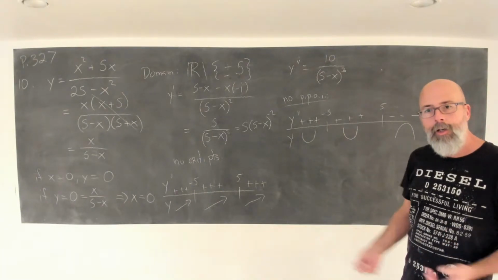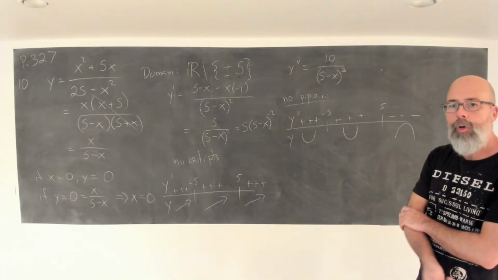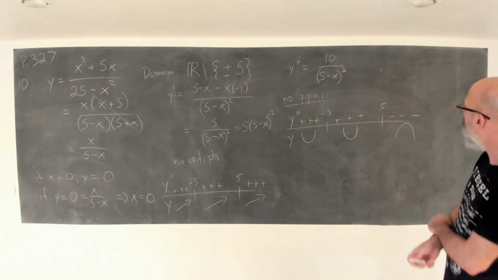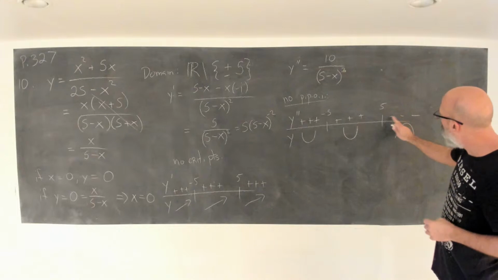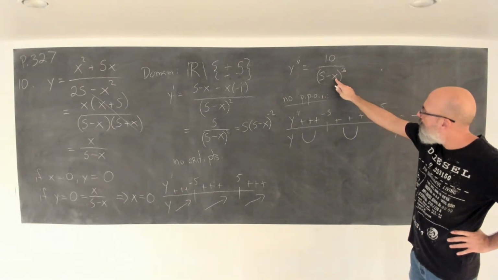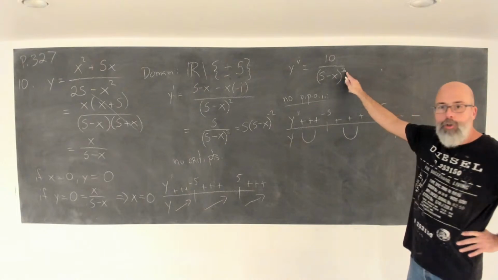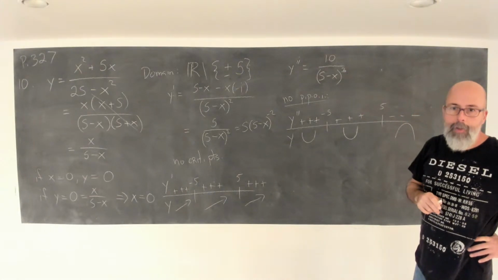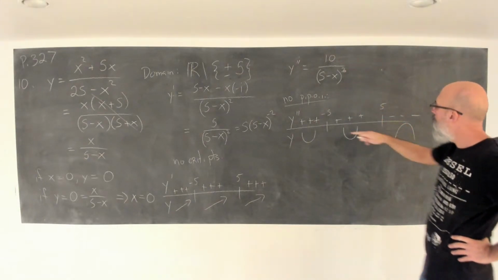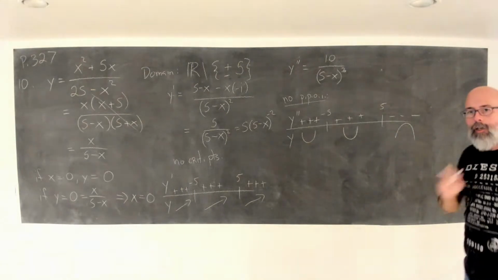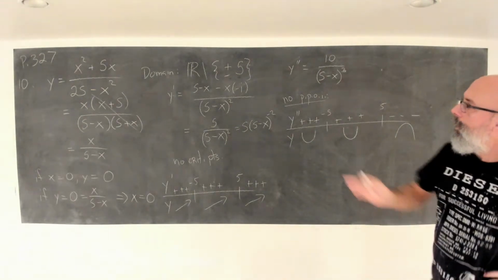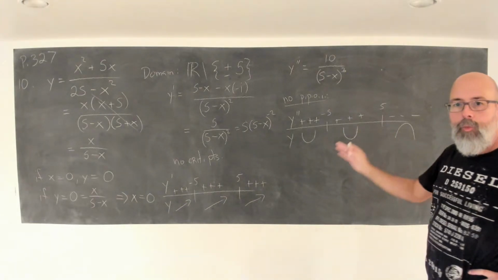Isn't it technically positive after 5? If you take a number bigger than 5, 5 minus a number bigger than 5 is going to be negative. And when you cube a negative number, it still remains negative. So numerator is positive, denominator is negative, the whole thing is negative. We need to know where to start, where to end.